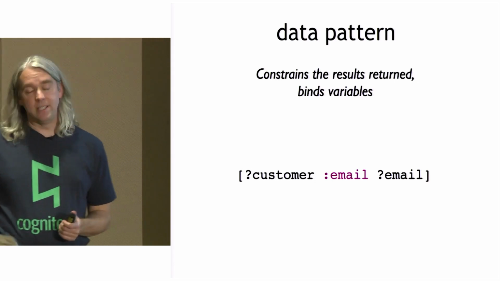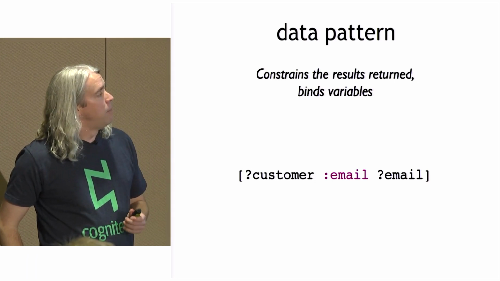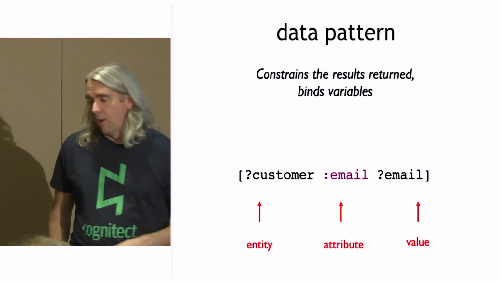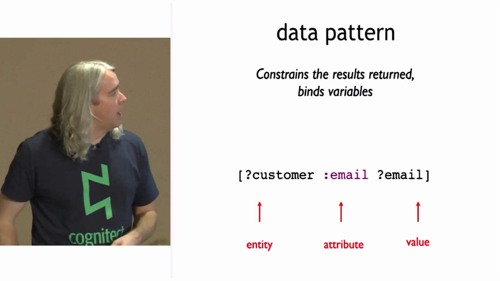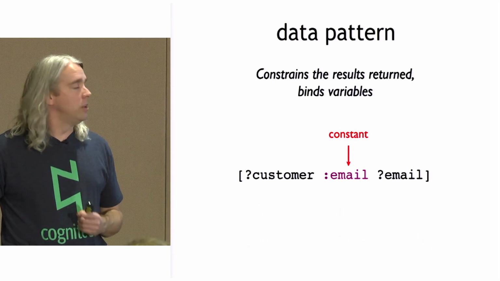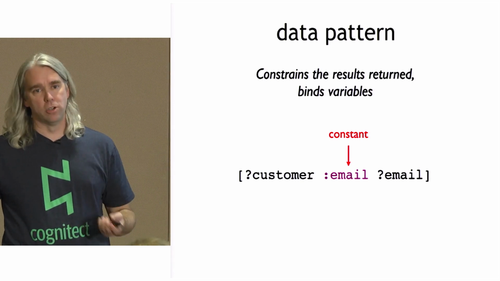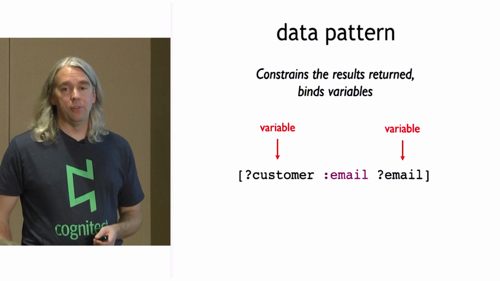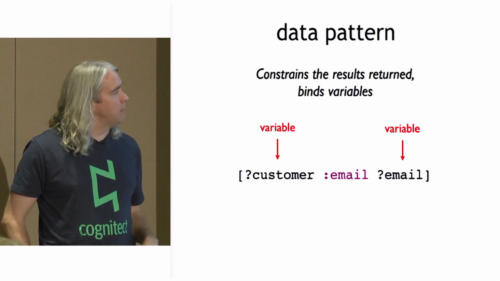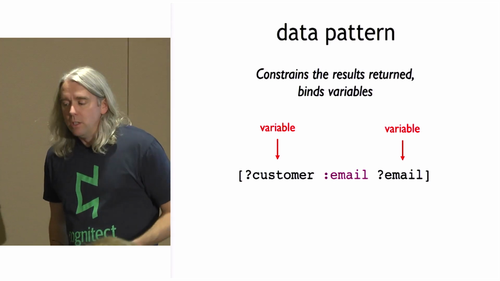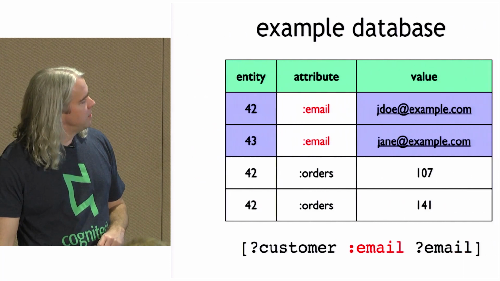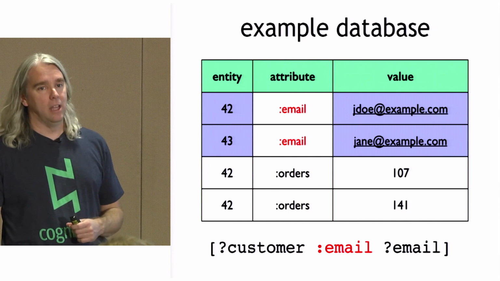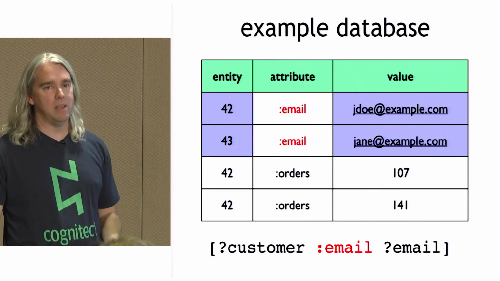We're going to match that then with a data pattern. A data pattern is a list where that list both constrains results and binds variables. The constraints come from constants. So here we have a constant in attribute position. Right, we're saying I only want to find the things that are emails. So I don't want to find orders or anything else. And then the entity and the value position are variables. So that says bind customer to all the E's that have emails, bind email to the email values. So if you pit that pattern against our example database, here's what's going to happen. You're going to bind 42 and JDO and 43 and Jane, and you're going to ignore the rest of the database because email says I only want emails.